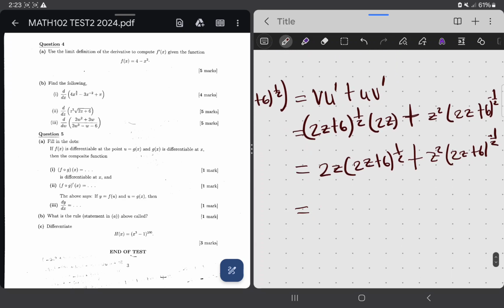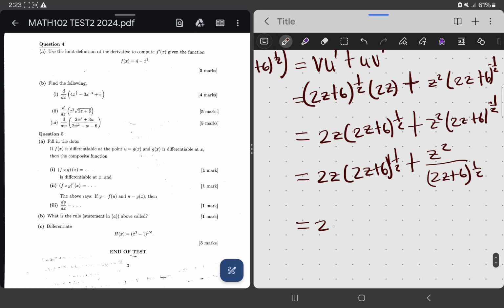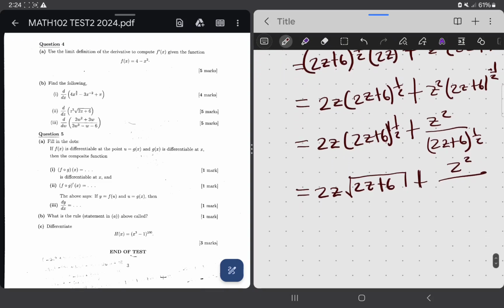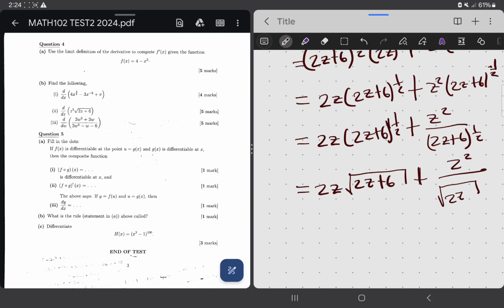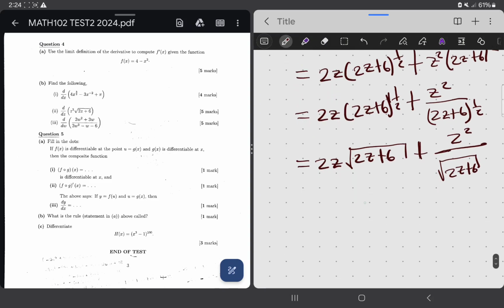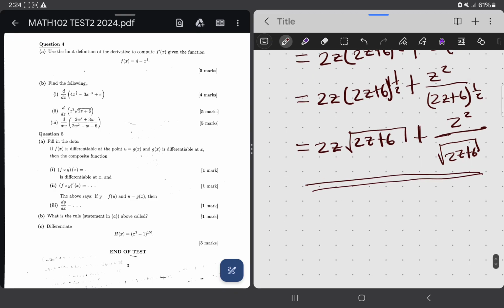This is going to be 2z, and here it is just 2z plus 6 to the power of half. Then it's going to be plus z squared over, because this is to the negative half, it now goes in the denominator, 2z plus 6 to the power of positive half. Now it's in the denominator, it can be positive. This is going to be 2z multiplying root of 2z plus 6, plus z squared divided by the root of 2z plus 6. This is what we will have, and this is going to be our final solution, and we would be done. This is the derivative, and you can go on to the next thing.